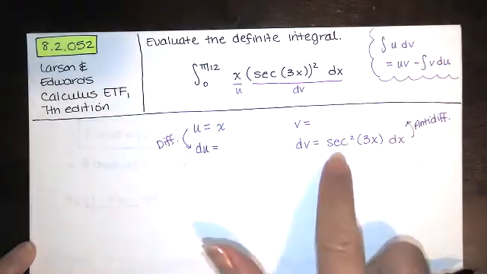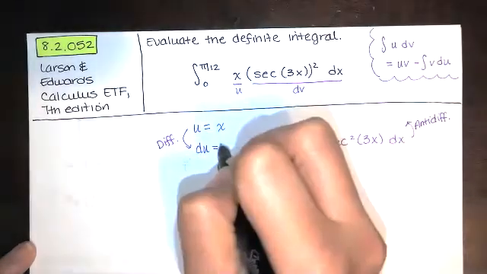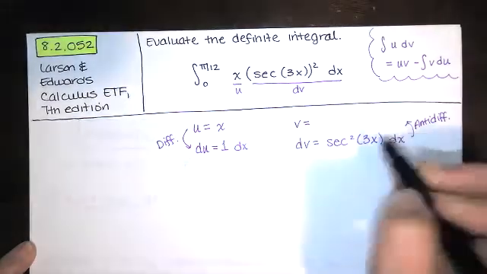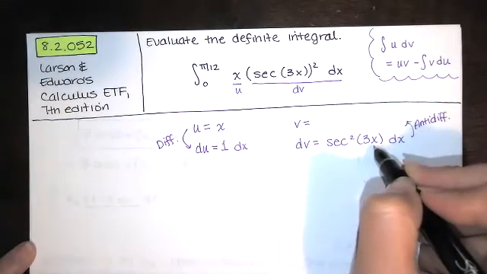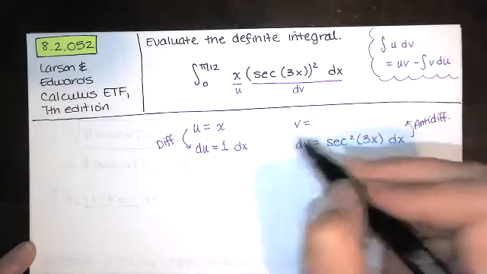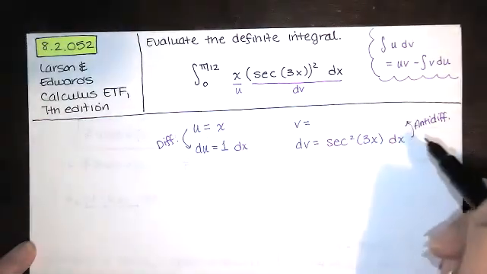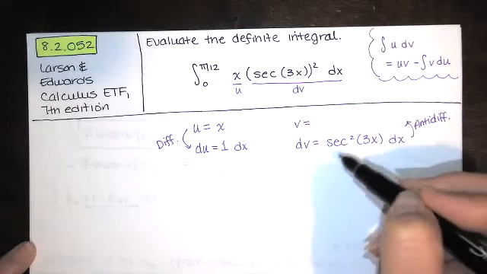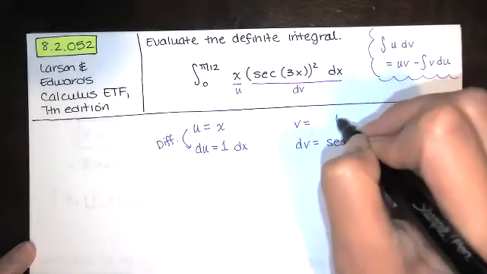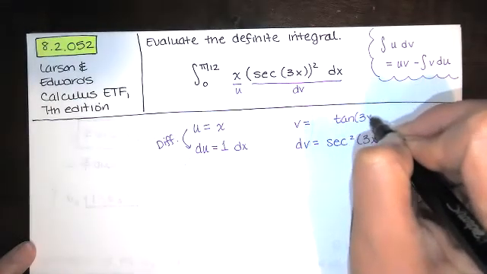Since we've got u and dv, we differentiate to get du, so that gives us the 1 dx. We anti-differentiate this to get dv, or to get v. We differentiate here, anti-differentiate here. The antiderivative of secant squared of an angle is tangent of that angle.